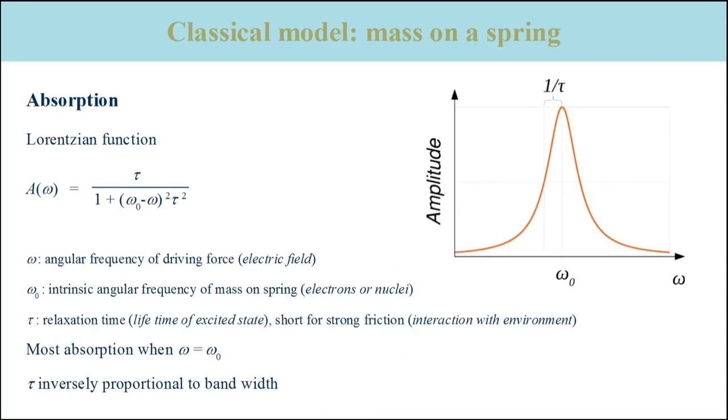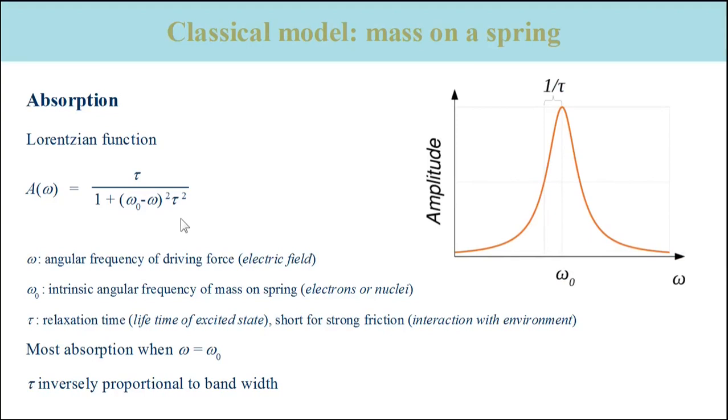We will now turn back to the curve that describes the amplitude of the 90 degrees out of phase movement. This curve is a Lorentzian function as given here. As already mentioned, it describes also the shape of absorption bands in the spectrum of the absorbed electromagnetic radiation, and therefore it is also called Lorentzian line shape. The amplitude is given by tau divided by 1 plus the squared difference between omega and omega 0 multiplied with tau squared.